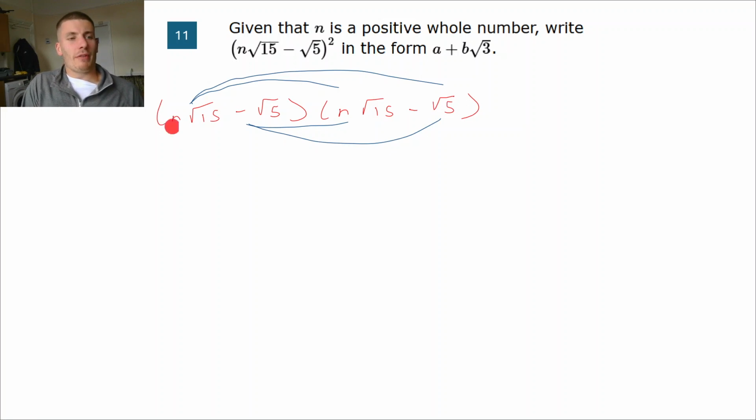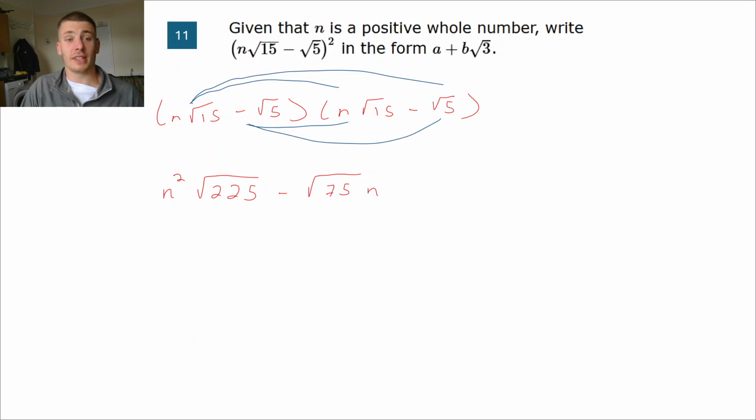So first of all, we've got n root 15 times n root 15. Well, n times n is going to give you n squared. We've then got root 15 times root 15, which is going to give you root 225, which you can simplify down to 15, but I'm going to keep it as this for the time being. We've then got n root 15 times negative root 5, which is going to give you negative root 15 times 5, which is 75, so negative root 75 n.